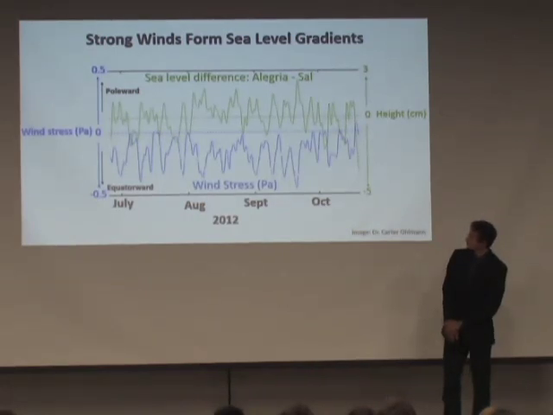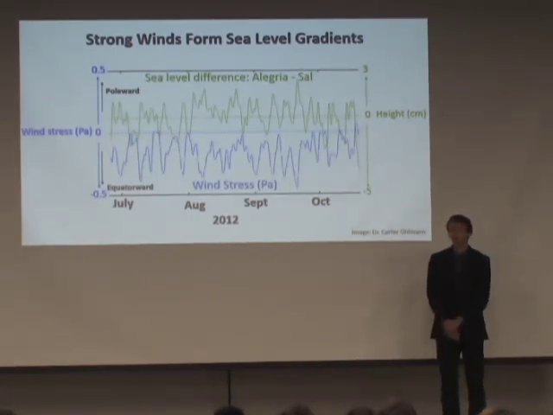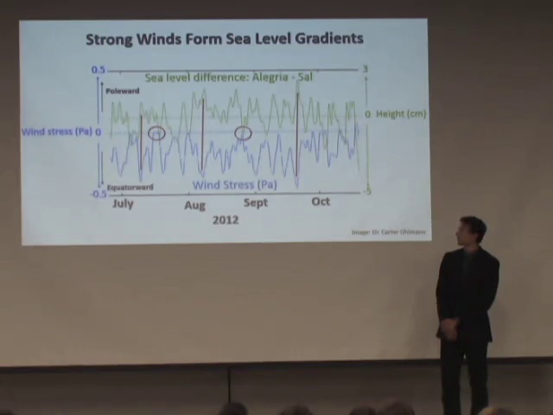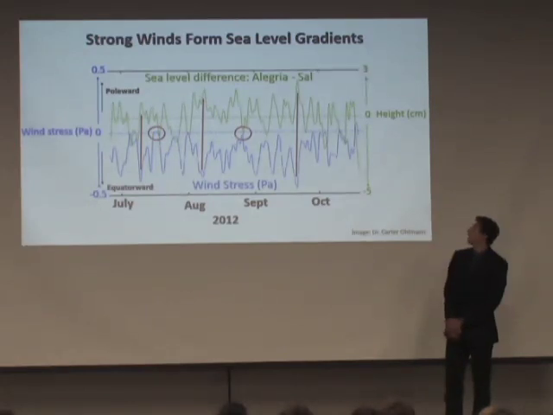So we see that these two graphs are anti-correlated with each other. And when there's a big wind stress, we see a big sea level difference. And this relationship is shown by these red arrows. But when the wind relaxes, we see in the circled areas, when the wind drops to zero, we see the sea level difference, in fact, even reverse. And these sea level differences are on the order of 1 to 2 centimeters.